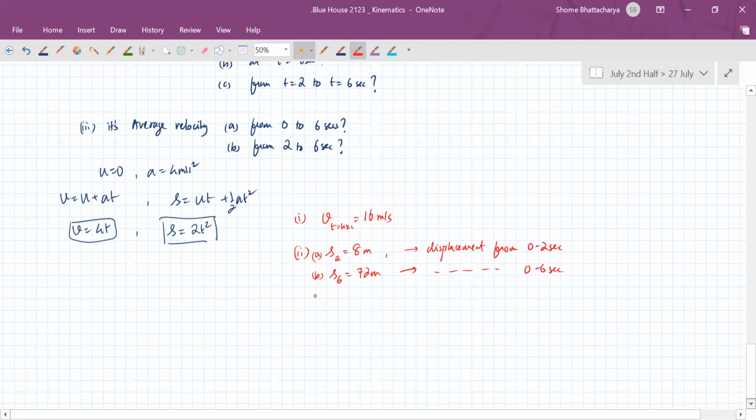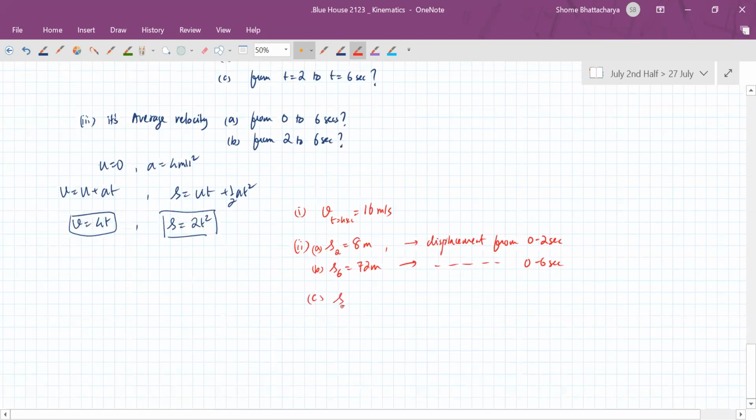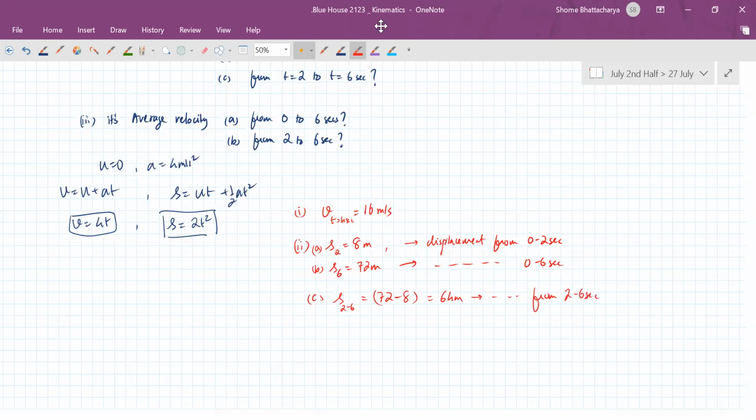Now the displacement between 2 to 6 seconds, how much will that become? 72 minus 8, or 64 meters. So this is the displacement from 2 to 6 seconds. This is one of the key things to understand here.